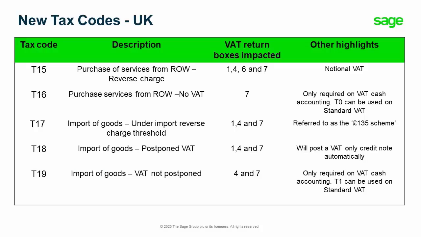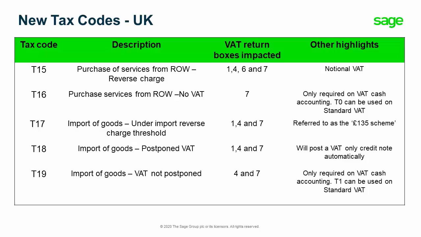Here we can see in more detail the new tax codes that are created. These tax codes will be blocked from being used on sales transactions, bank transactions and journals, so will only work on supplier transactions. T15 and T17 are notional VAT, i.e. the tax code has a link to a particular rate, and the VAT amount is calculated at the point that the VAT return is run.